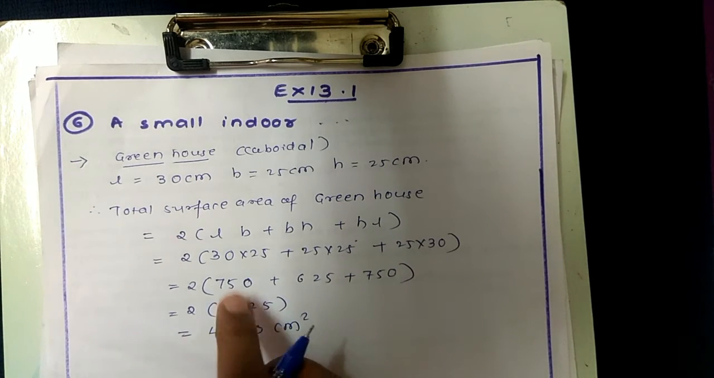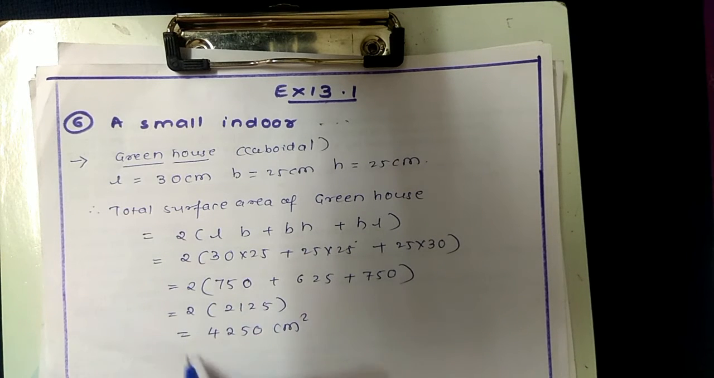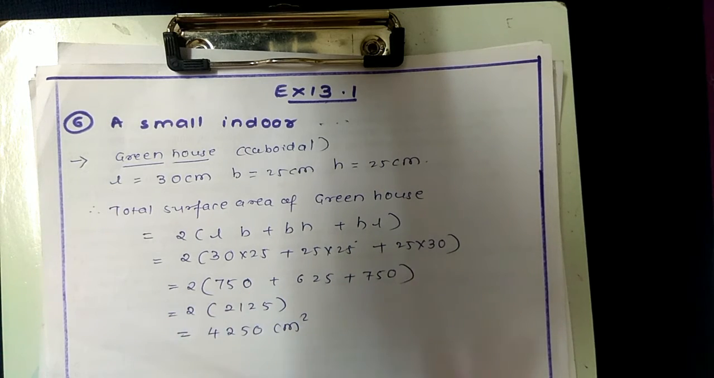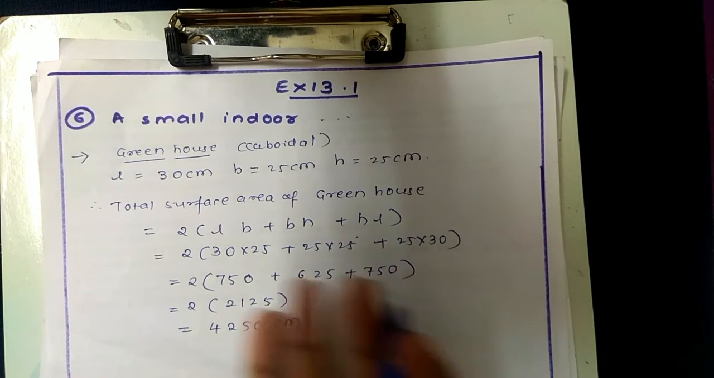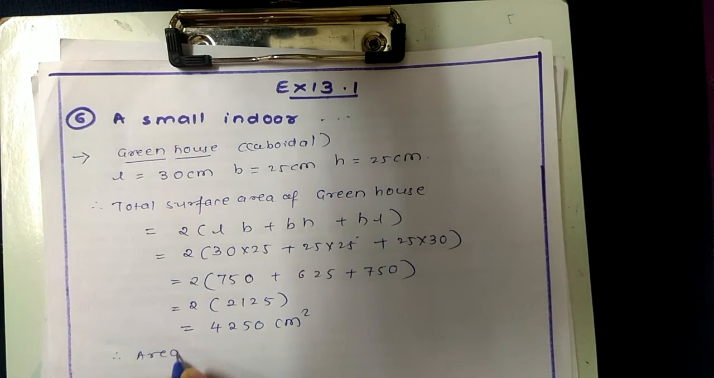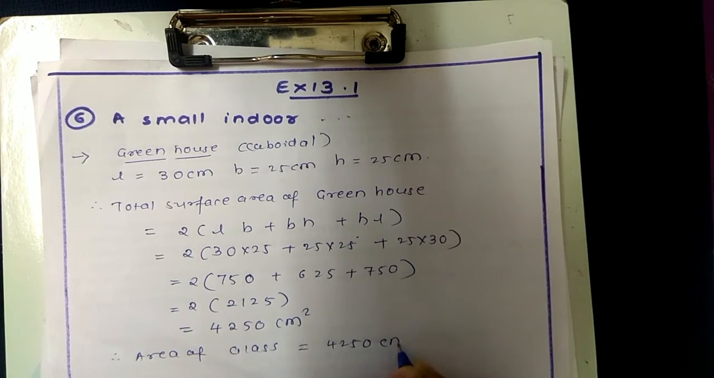2 5s are 10, carry 1. 2 2s are 4, carry 1, 5. 1 2 is 2, then 2 2s are 4. So this is the total surface area of the full greenhouse. That is your first question: what is the area of glass? This is made up of glass only, so the area of that greenhouse will be the area of glass. Therefore, area of glass equals 4250 centimeter square.